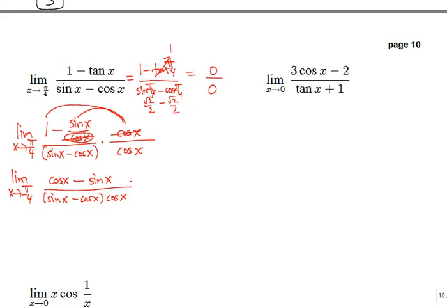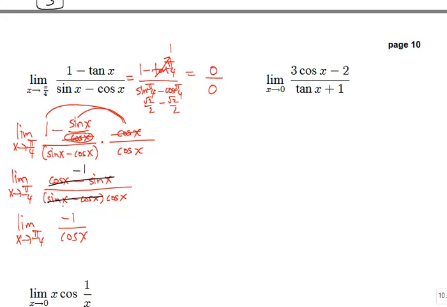And if you look carefully at the top and the bottom, these two factors here, they're not exactly the same, but they are opposites. So I do get to cancel them out, but I'm going to be left with that extra factor of -1. So we're left with -1 on top and cosine of x on the bottom.